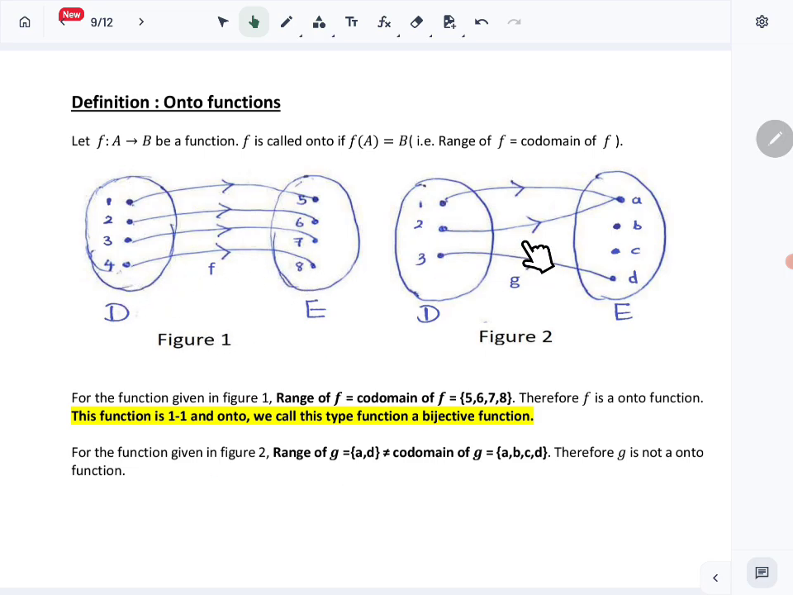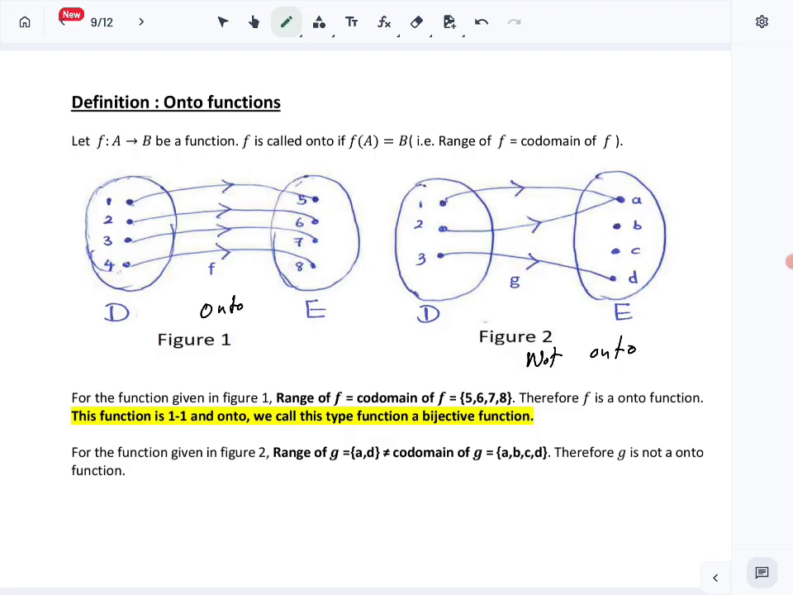Right. How about this function? Figure 2. Here, codomain is what? A, B, C, D. But range is what? Only A and D. So codomain doesn't match range. So then this is not onto. This one is onto. So when the codomain matches the range, it means an onto function, right?